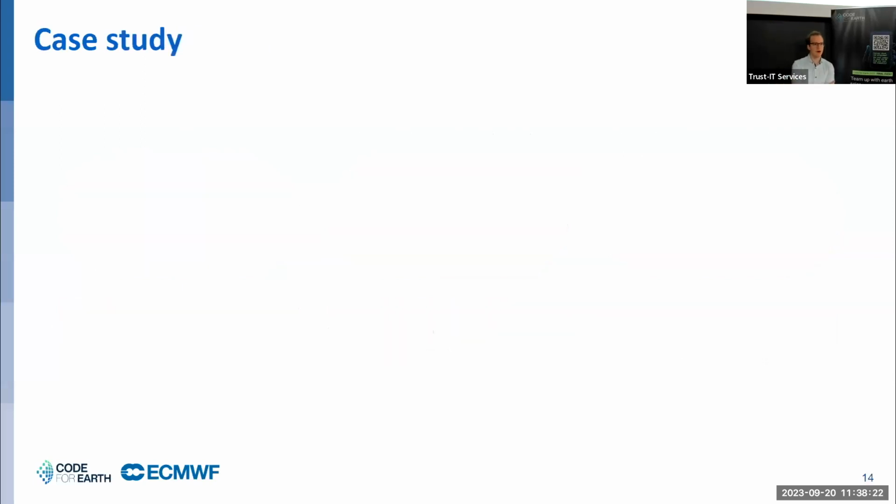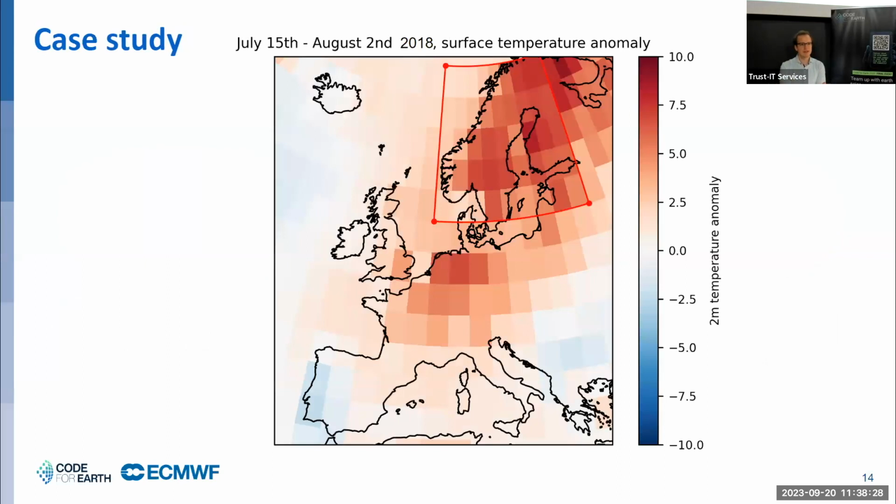Okay. We also tested this ensemble aspect in a case study. What we looked into here is a heat wave that happened in 2018, in a test set of our data set. It was a heat wave in Scandinavia that took place from somewhat mid-July until the beginning of August. And we focus on the region that we highlight here in red. The values that I will show later are just average values over this region.